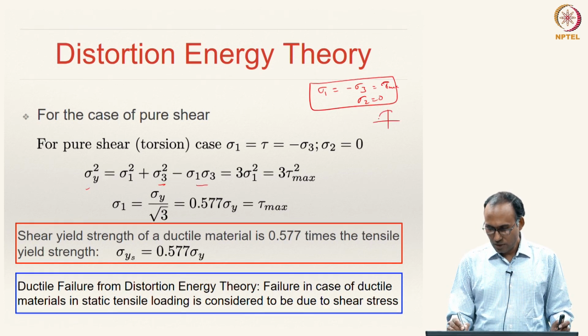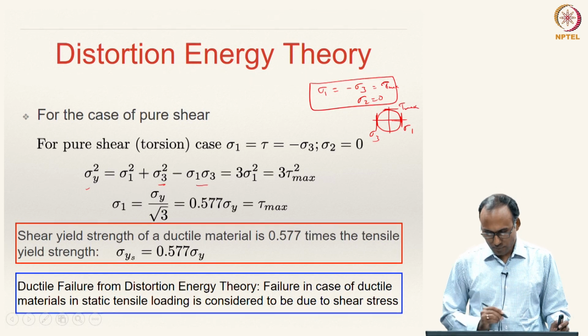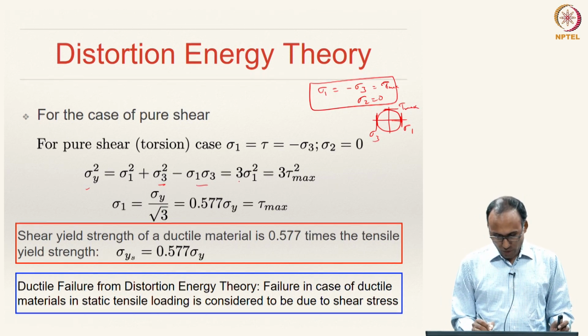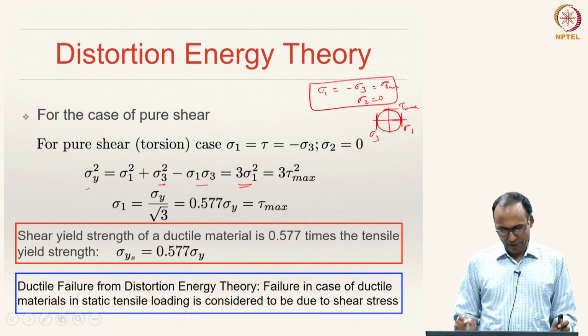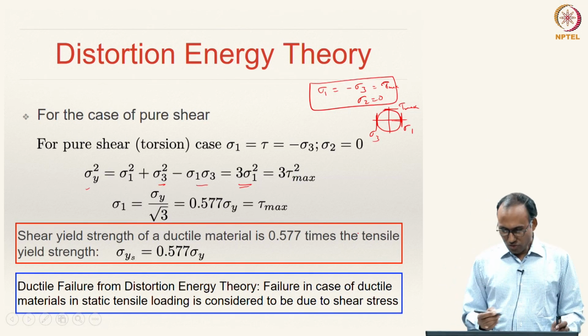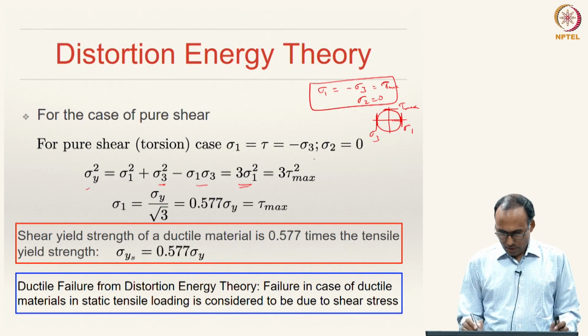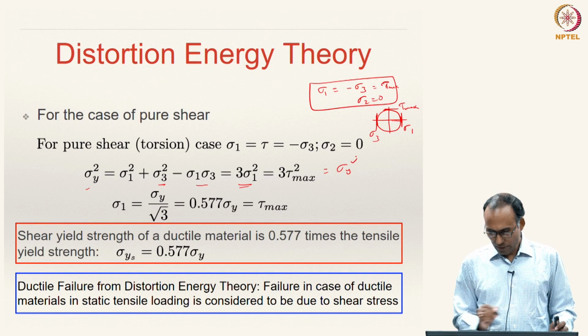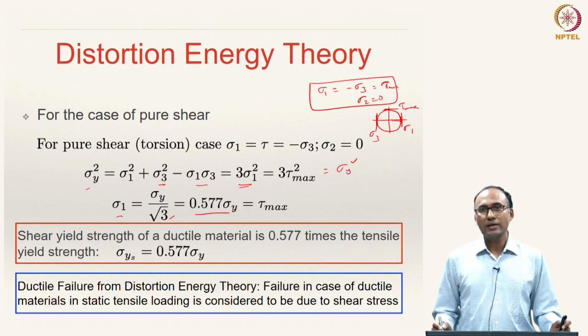If you draw Mohr's circle, that is my sigma 1, that is my sigma 3, and that is our tau max, right. So this comes out to be sigma 1 equal to minus sigma 3, which gives you 3 sigma 1 squared, and we know that sigma 1 equal to tau max. So 3 tau max squared, right. So what it means is that sigma y squared equals 3 sigma 1 squared, so sigma 1 is equal to sigma y by root 3, or 0.577 times sigma y.